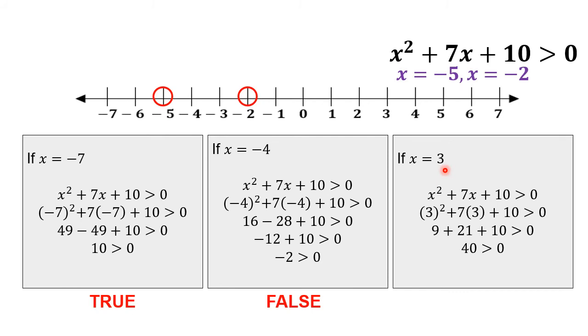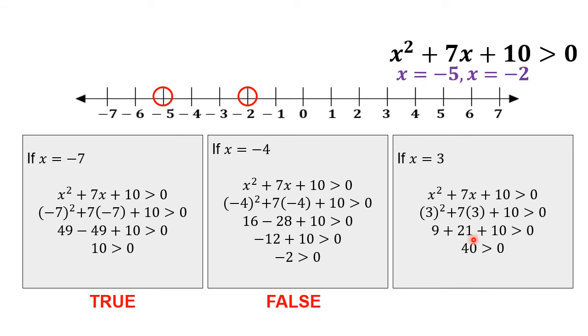So, papalitan ulit natin yung x dun sa ating x squared plus 7x plus 10 is greater than 0 ng positive 3. So, we have here 3 squared plus 7 times 3 plus 10. Is it greater than 0? So, 3 squared, that is equal to positive 9. And then, 7 times 3, that is equal to 21. Plus 10, is it greater than 0?